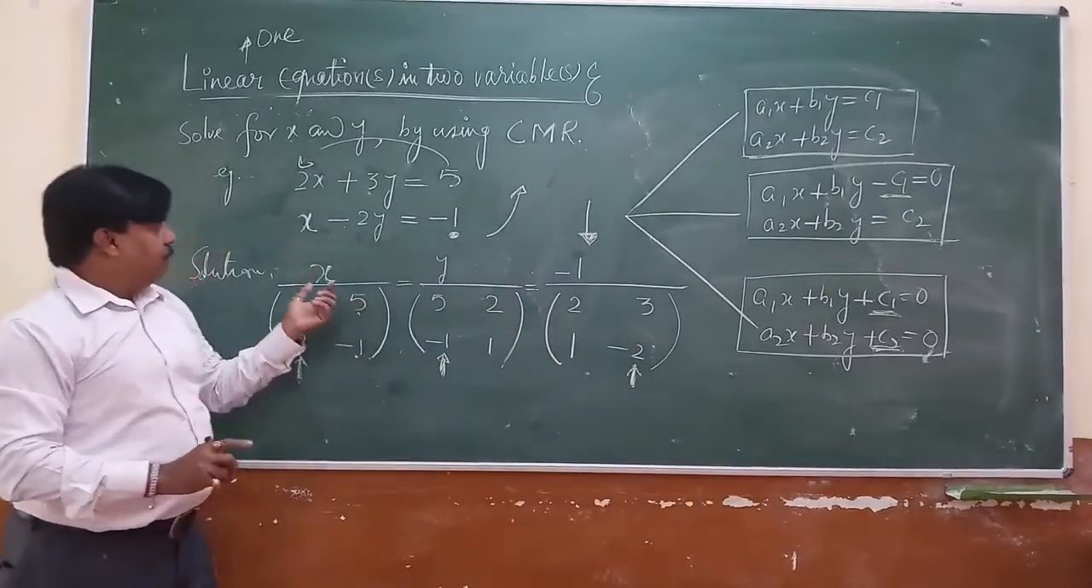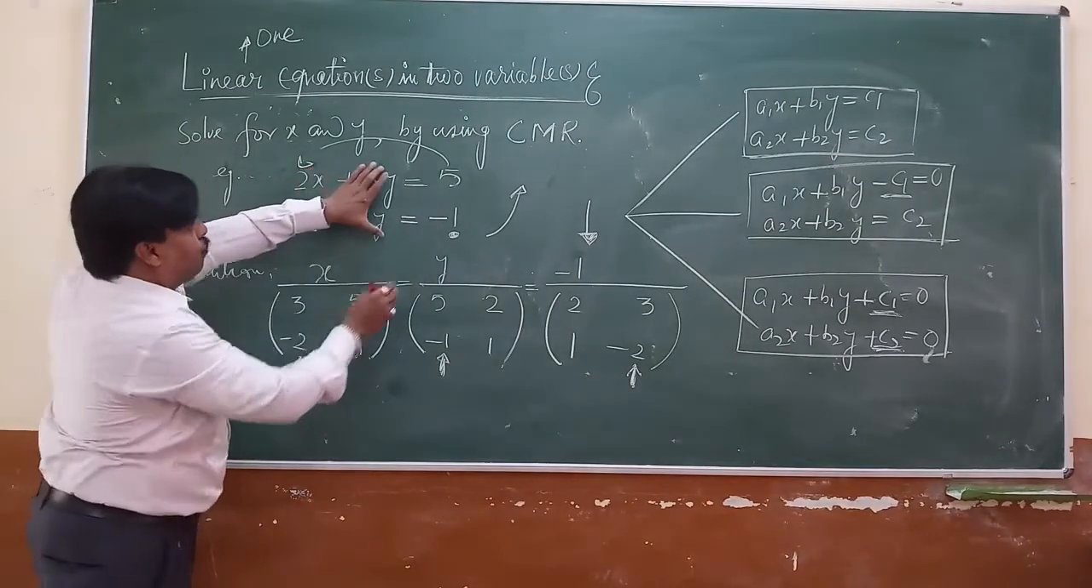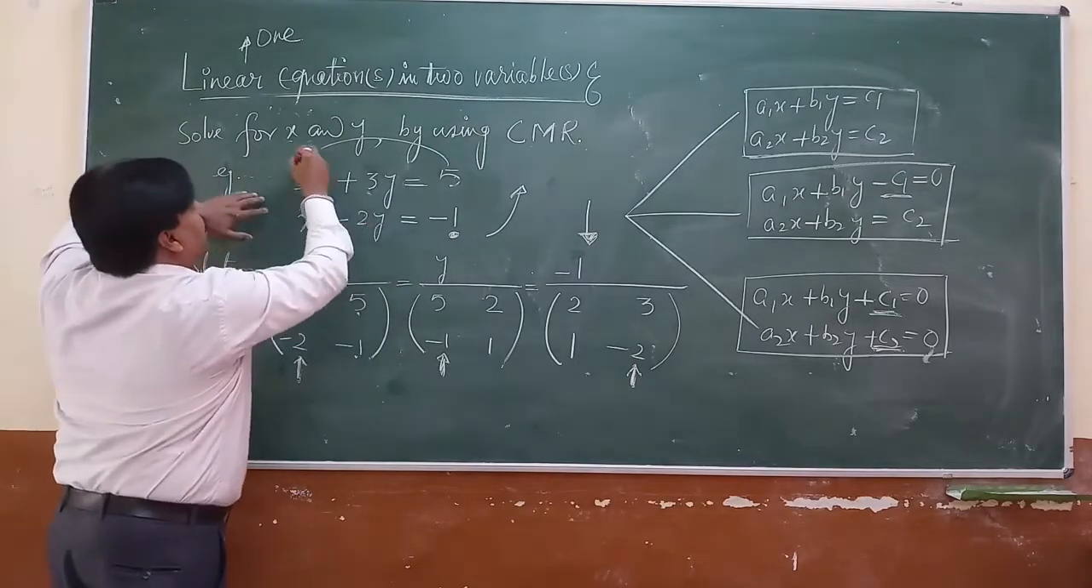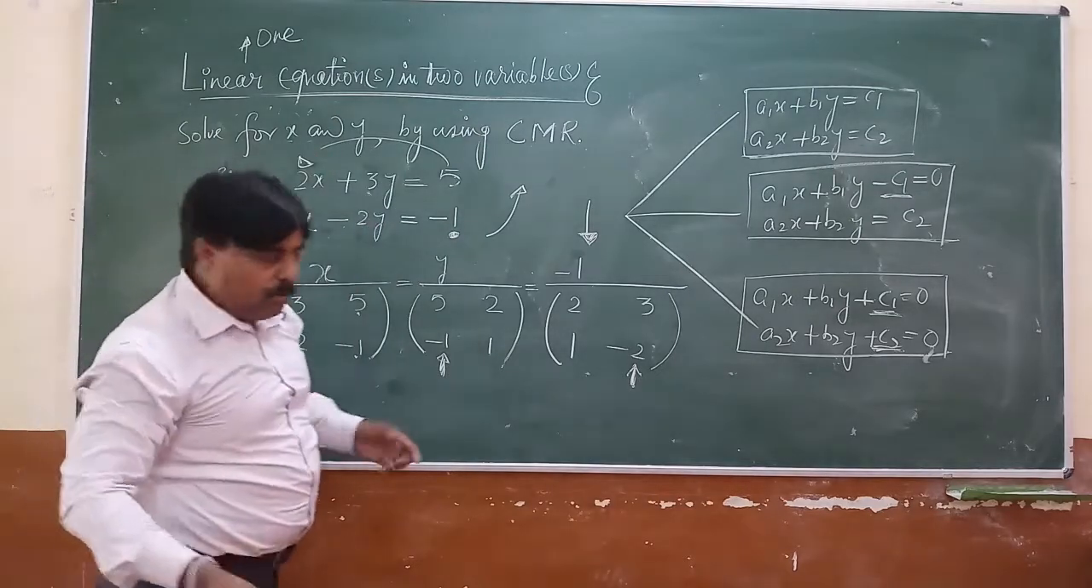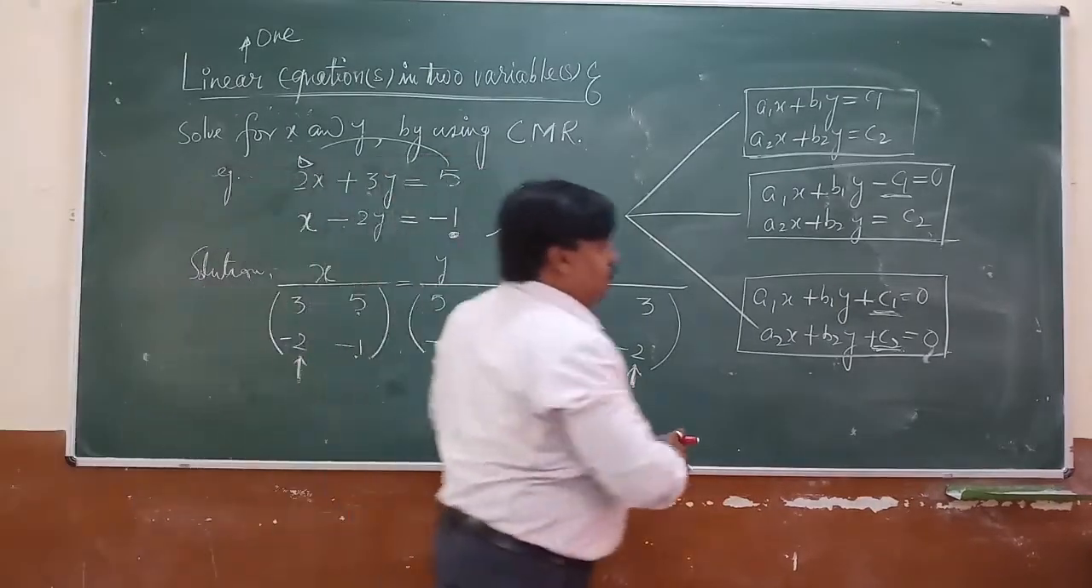This is the way. So for x, hide this one, write these, then for y, then for constant. And we are supposed to move in a cyclic order. Now, how can you find out? Now you are supposed to solve it.